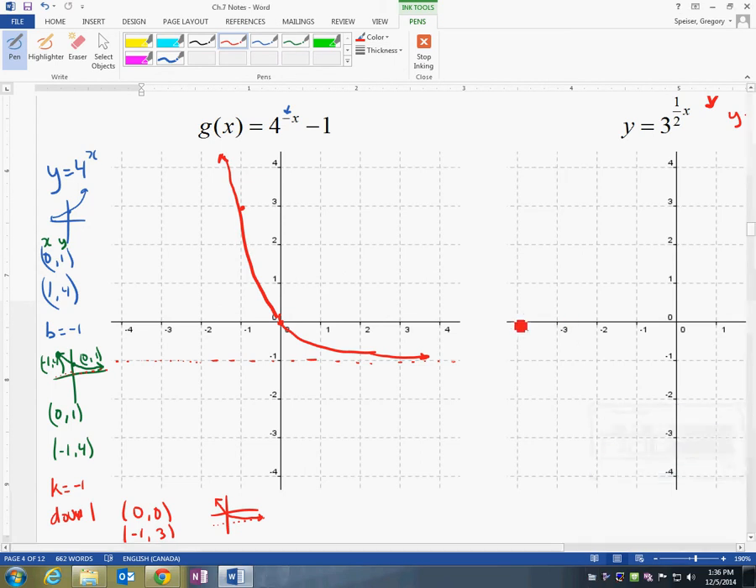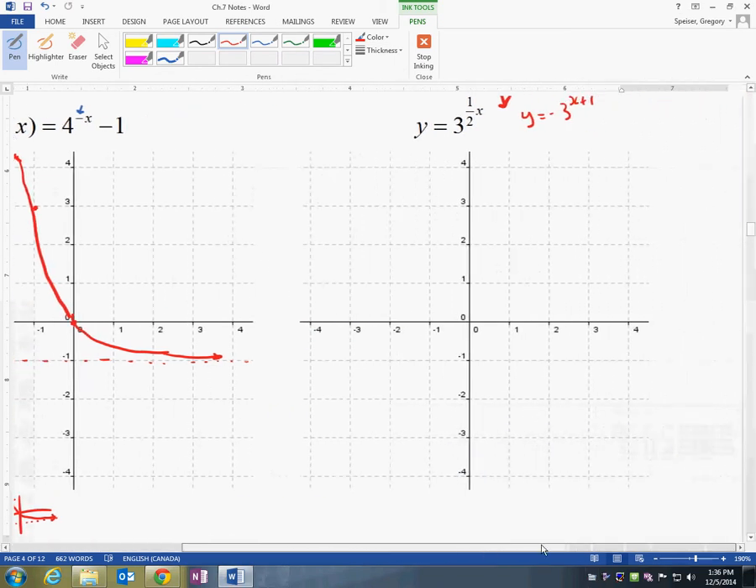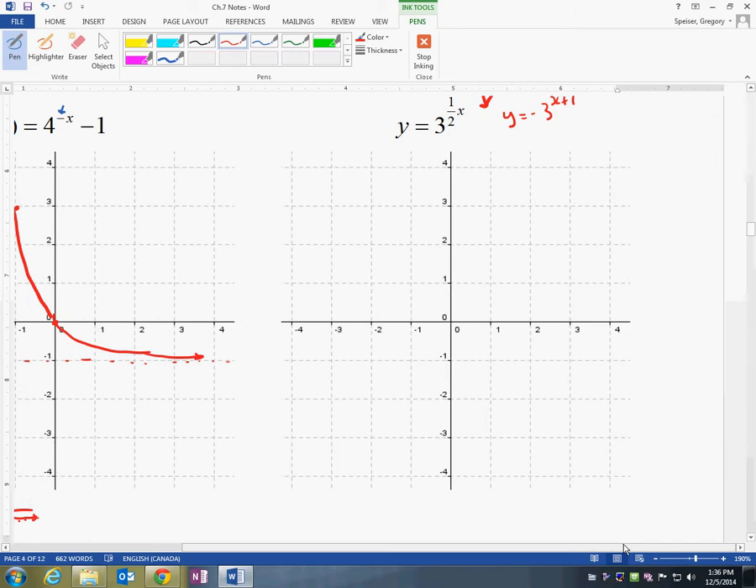All right, for my last one here, y is equal to 3 to the power of 1/2 x. My parent function in here would be y is equal to 3 to the power of x, which would look like this. And the 2 points that I would know from that one, I'll even draw it on here, would be 0, 1. And the second point would be 1, 3.